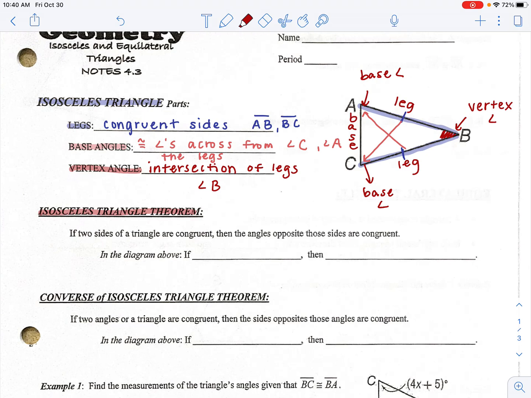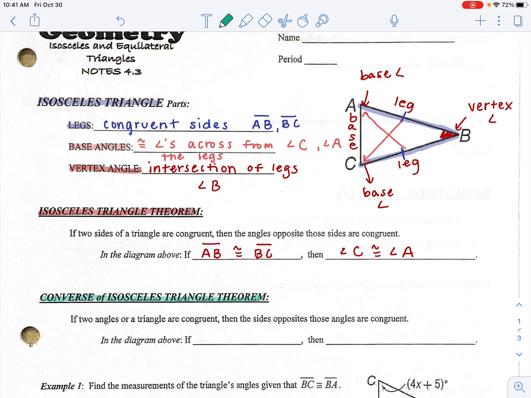It says if two sides are congruent, then the angles opposite those sides are congruent. So it says if two sides of the triangle are equal. If we look at the diagram, if side AB is congruent to side BC, then the angles opposite of those sides are congruent. The angle opposite of side AB, we said, was angle C. The angle opposite of BC is angle A. So now we know that the base angles are equal.